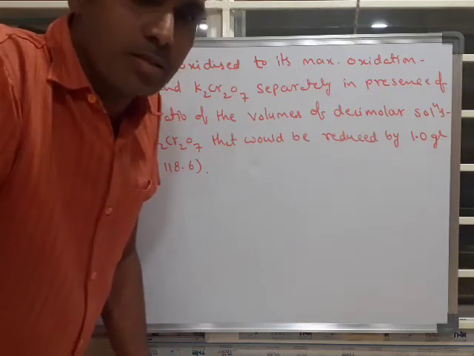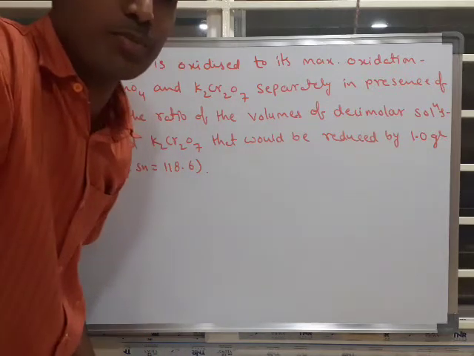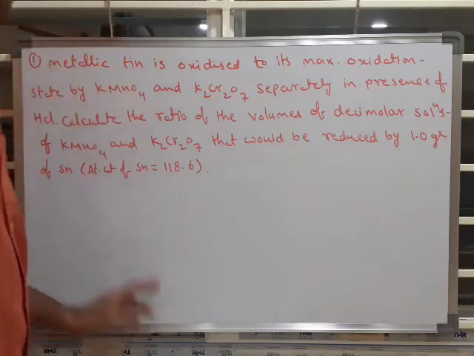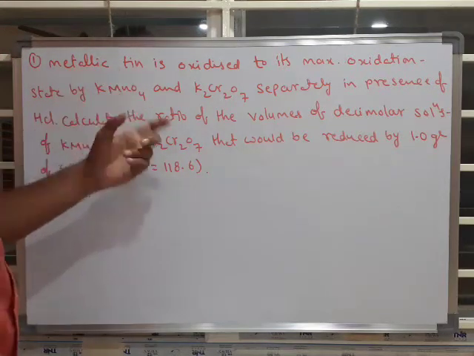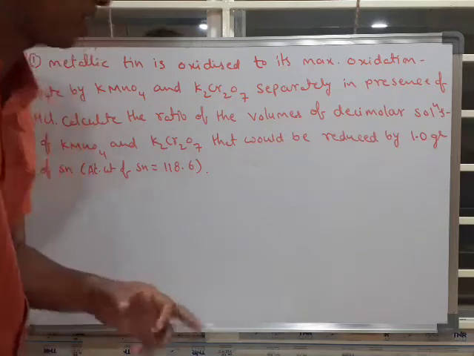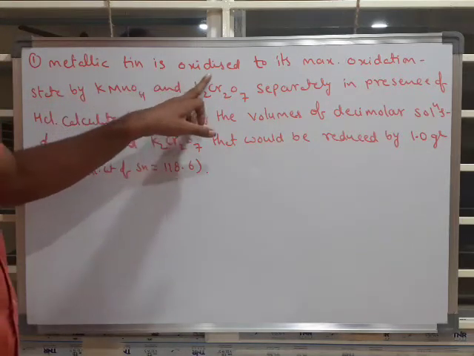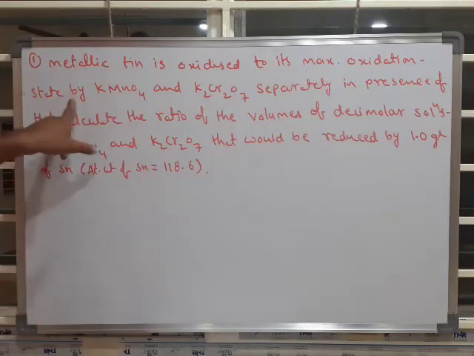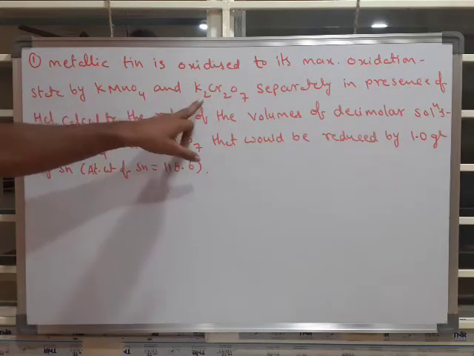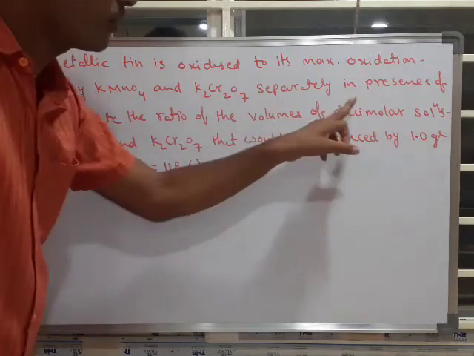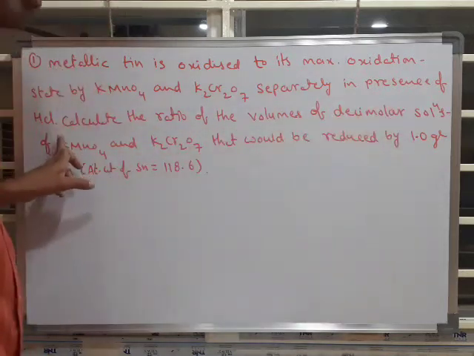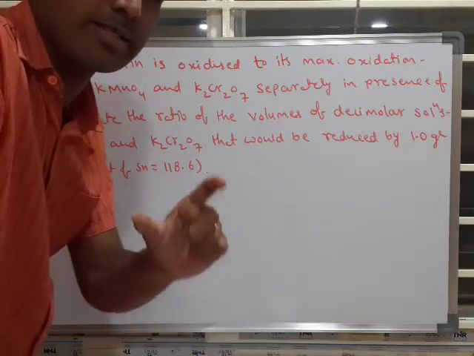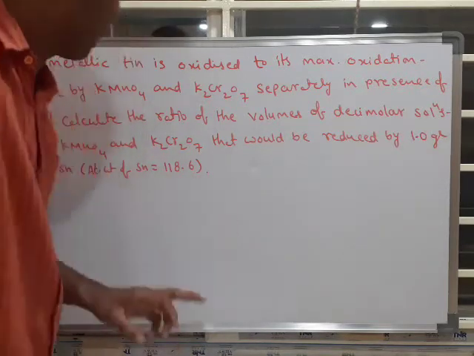So hello students, today we see some important problems in stoichiometry. So first see, metallic tin. The metal tin means Sn, we know that. Metallic tin is oxidized to its maximum oxidation state by potassium permanganate and potassium dichromate separately. It is in presence of HCl, which indicates the reaction is taking place in acidic medium.